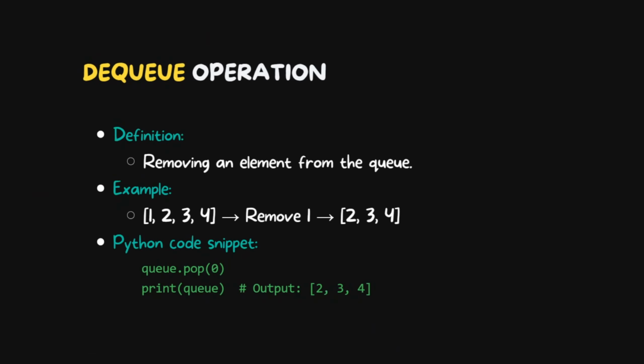Next is the dequeue operation. This removes the element from the front of the queue. It's like the first person in the line getting their ticket and leaving. For example, if the queue is 1, 2, 3 and 4 and we remove the first element, it becomes 2, 3 and 4. In Python, we can use the pop(0) method to achieve this.